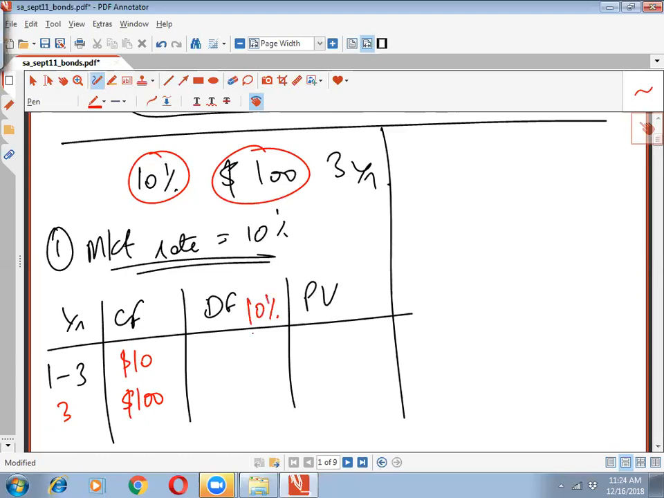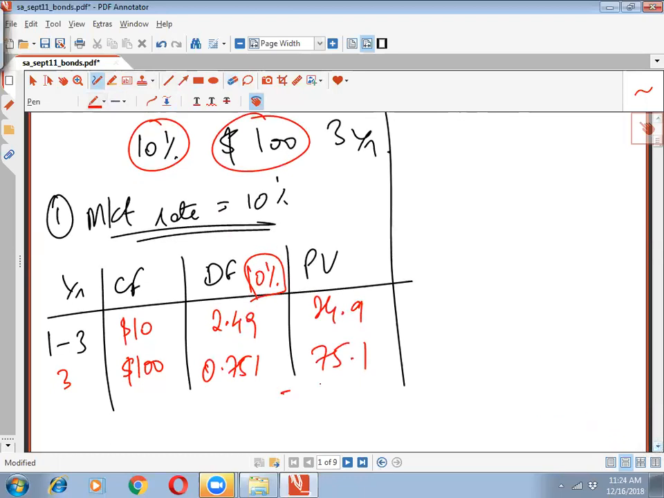If I use 10%, which is the market rate or the discount rate, then what is actually going to happen is this is going to be 2.48 or 2.49. Okay, so that's what you get. You get the present value of the future cash flows to be $100.